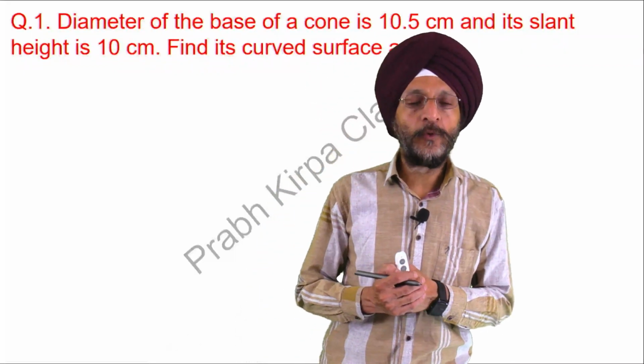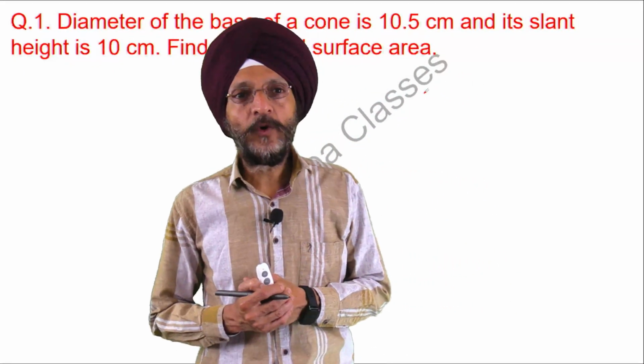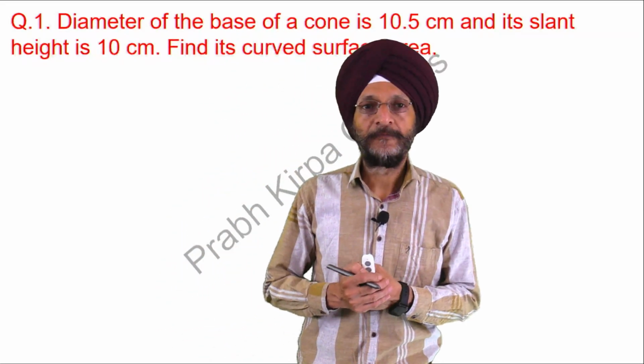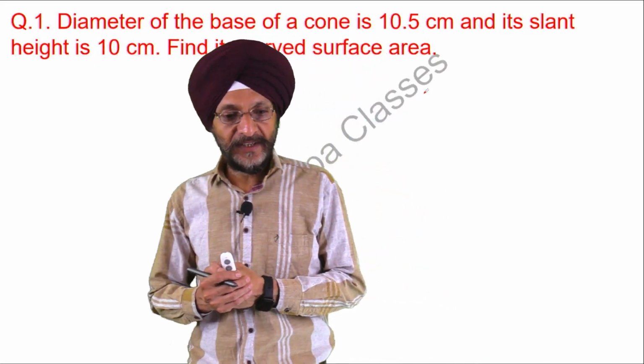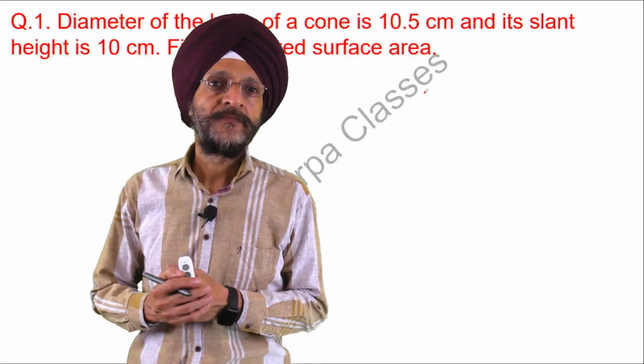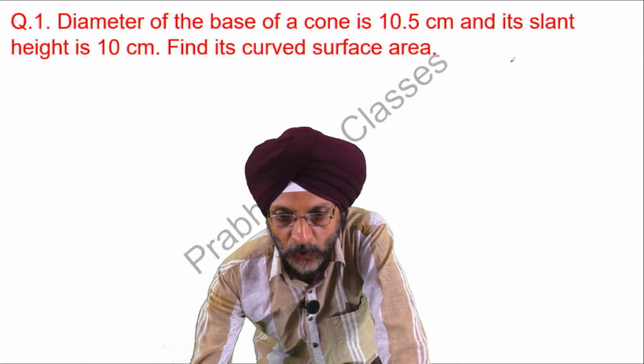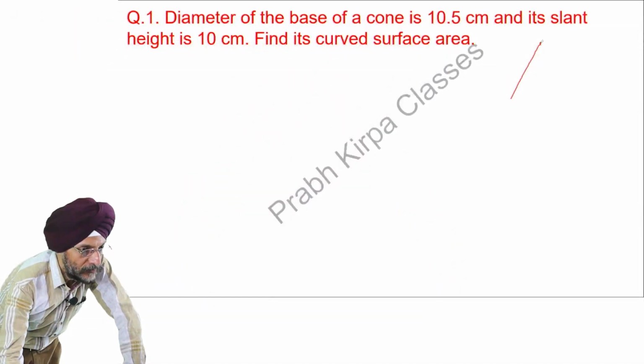Now the question before us is: the diameter of the base of a cone is 10.5 centimeter and its slant height is 10 centimeter. Find its curved surface area. Now this is the cone.